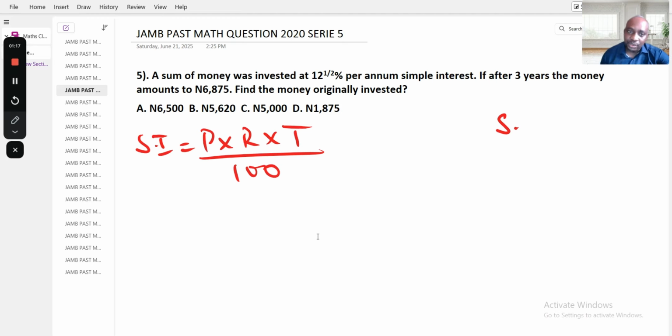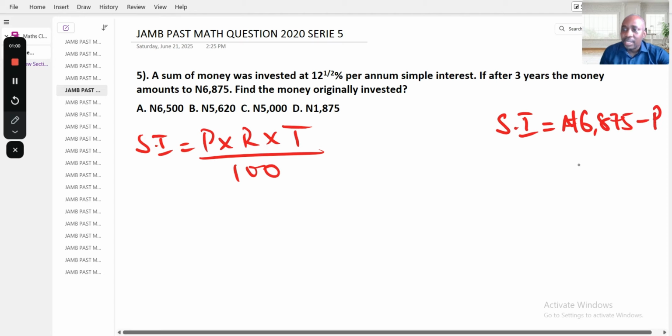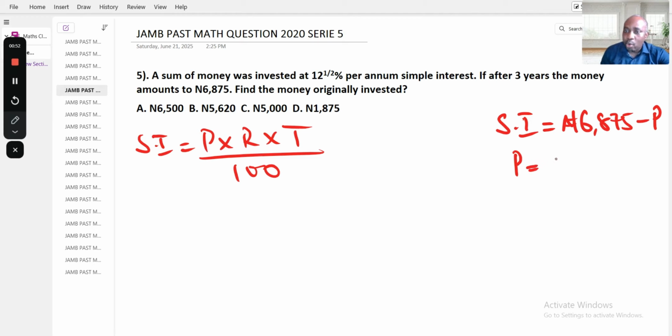The same thing applies to this one. To know the simple interest, you are just going to say what is the total amount that it amounted to. Simple interest is going to be 6,875 minus P. This one will be our simple interest, because we don't know the principal. What will be our principal? We don't know yet, because the question did not give us. What is our rate? Our rate is 12.5, 12 and a half is 12.5. What is our time? It is 3 years.